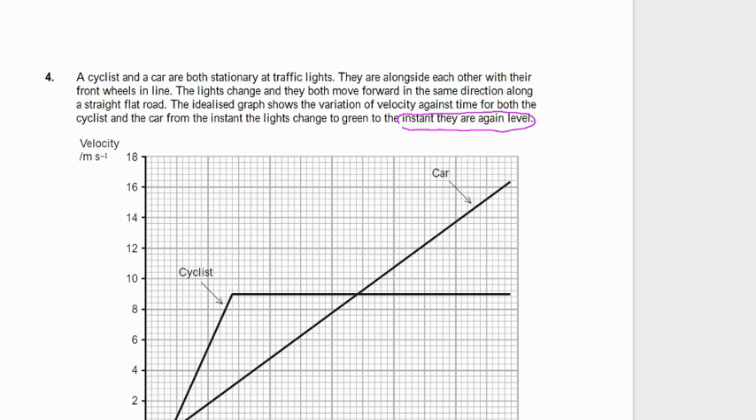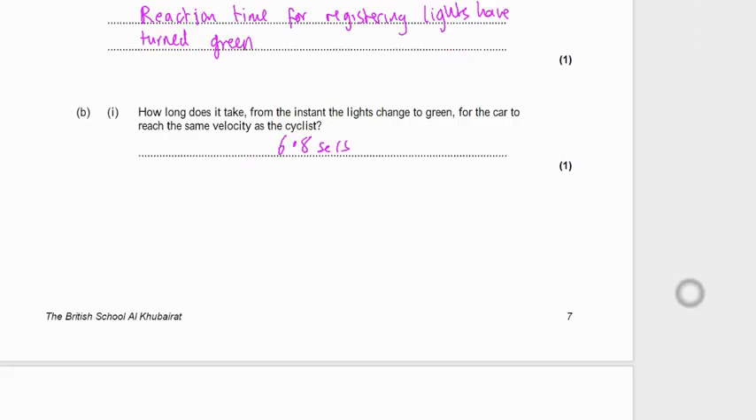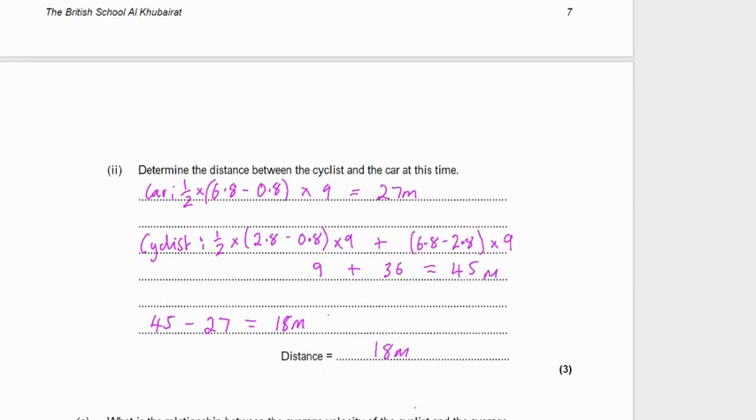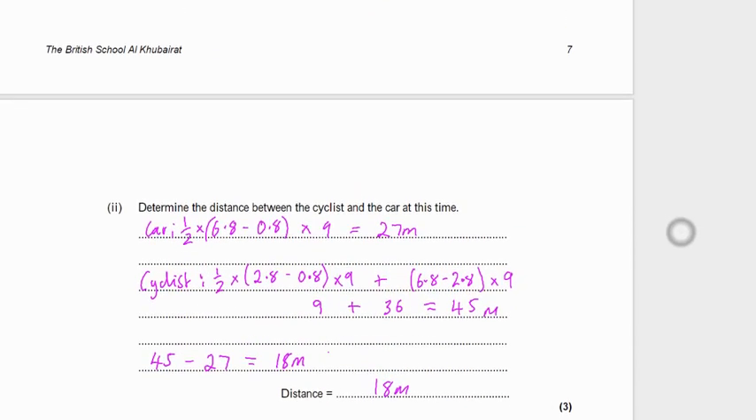So what happens is the car and the cyclist get to the same position as each other in space, so they level again. For this graph, it represents that at 11.8 seconds, the cyclist and the car have traveled the same distance because they are level again. They're right next to each other. Here it says determine the distance between the cyclist and the car at this time.